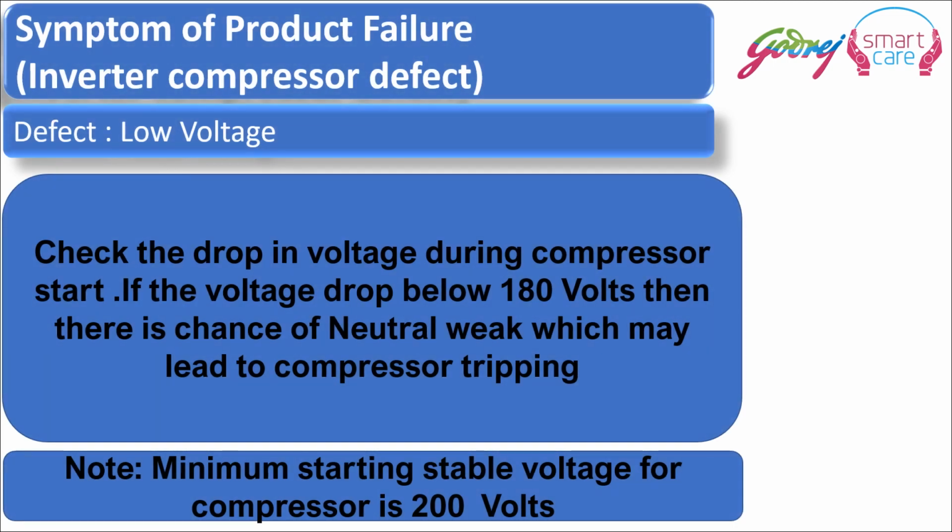Now we start with the defects. In case of low voltage, we have to check the drop in the voltage during compressor start. If the voltage drops below 180 volts, then there is a chance of a weak neutral, which may lead to compressor tripping. So here we have to note that the minimum stable starting voltage for the compressor is 200 volts.